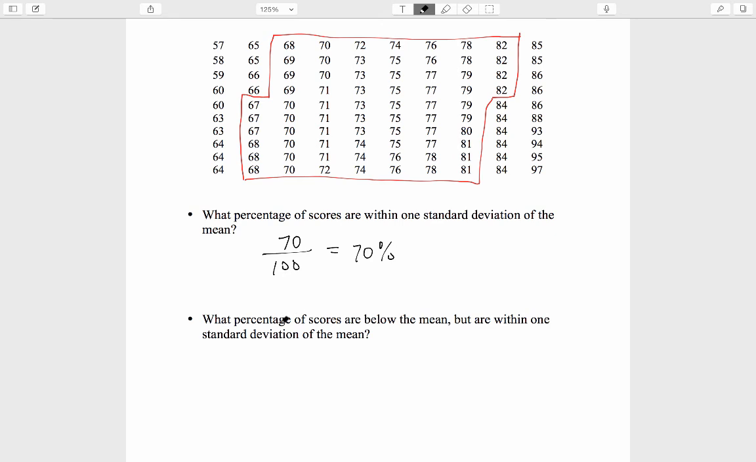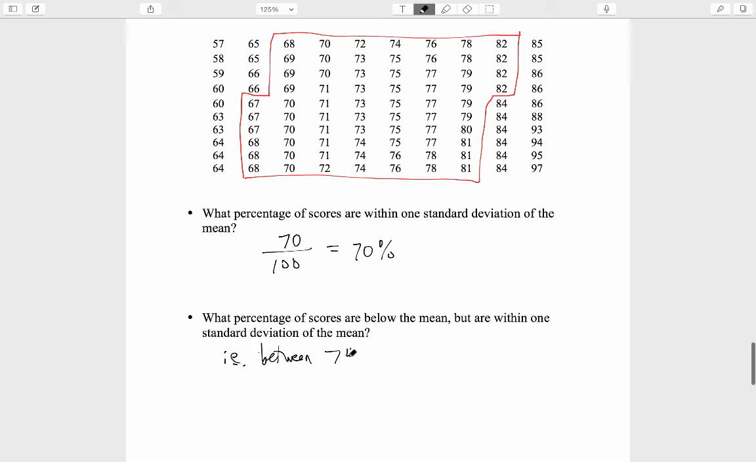We could also ask what percentage of scores are below the mean, but within 1 standard deviation of the mean. In other words, between 74.57 minus 8.01 and just 74.57 by itself. This we noted was equal to 66.56. So we can ask what percentage of scores are between 66.56 and the mean. We have the same lower cutoff as before. We're now counting all the scores starting with 67 and going up through 74. We are not counting 75 because the 75s are outside of this range.